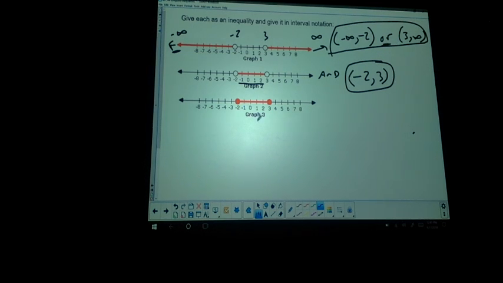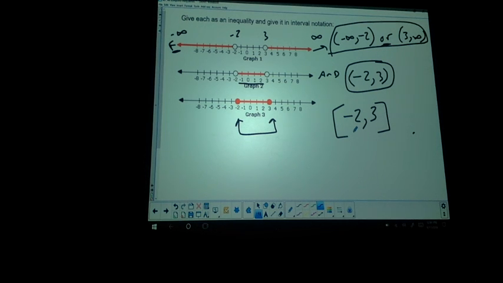What about this one? Same graph, but what about the endpoints? What do we know about these? They are square brackets because I include them. That's it. That's all it is. It's just a way of grouping stuff together.